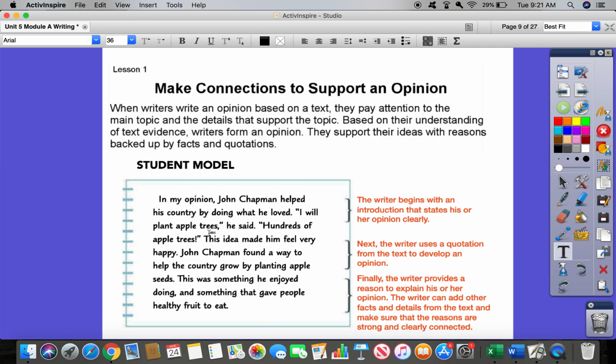So if we look at the beginning, we can see that the writer begins with an introduction that states his or her opinion clearly, which is, "In my opinion, John Chapman helped his country by doing what he loved." Next, the writer uses a quotation from the text to develop an opinion. Finally, the writer provides a reason to explain his or her opinion. The writer can add other facts and details from the text and make sure that the reasons are strong and clearly connected.